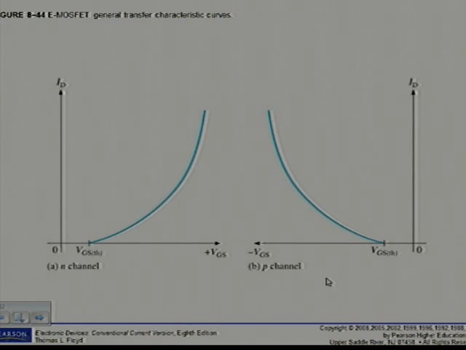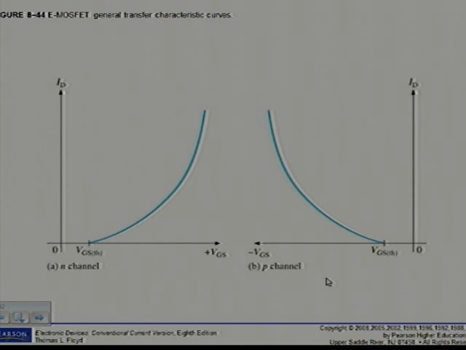Please note that the E-MOSFET uses only channel enhancement, you should know by now. Therefore, an N-channel device requires a positive gate-to-source voltage, and a P-channel device requires a negative gate-to-source voltage. Right? Then if we look at figure 8.44, it shows the general transfer characteristic curves for both types of E-MOSFETs. What you have to note though is there is no drain current when VGS is equal to 0. As we've seen, which is opposite of the JFET actually.